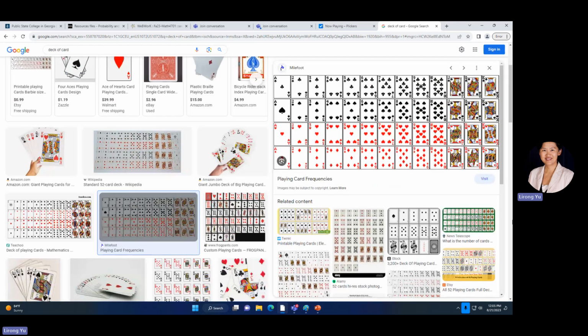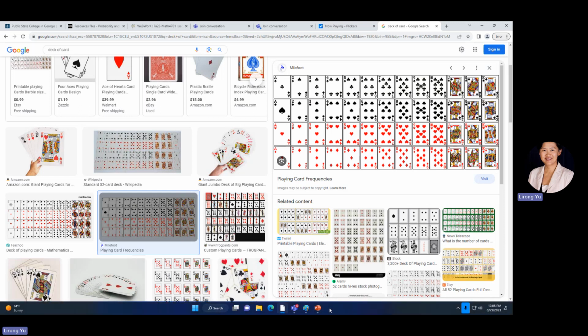The deck of cards looks like this. This is called a heart, right? Which one is called a club? That's club, right? And this is diamond. Diamond, hearts, spade, and club. So basically, there are 13 of each. The total is 13 times 4, 52.